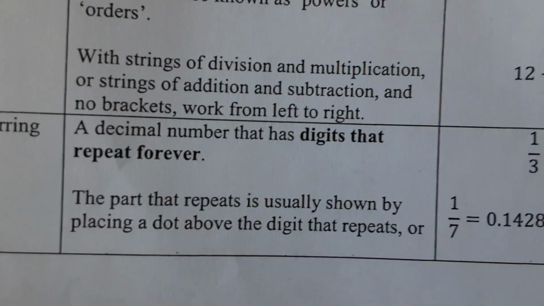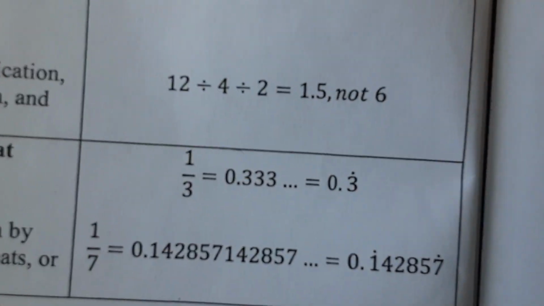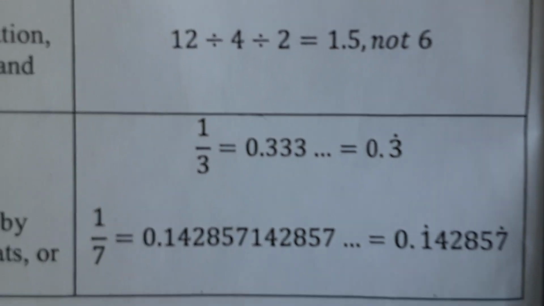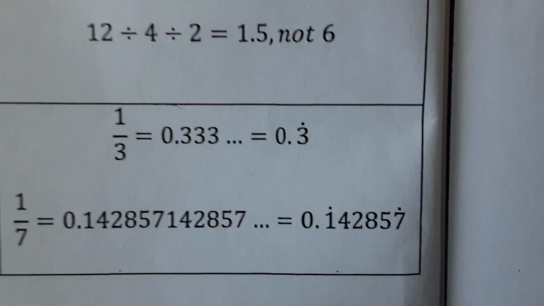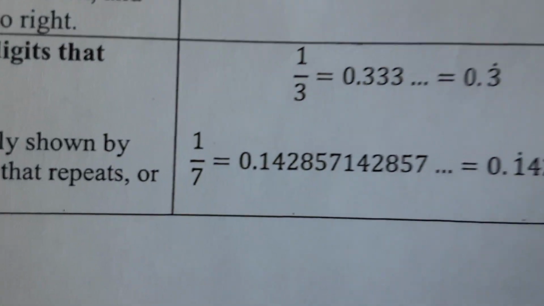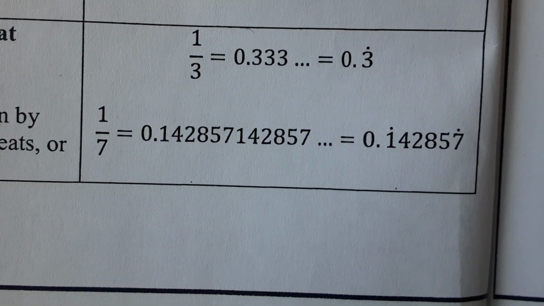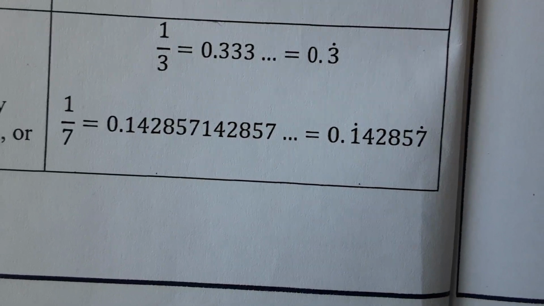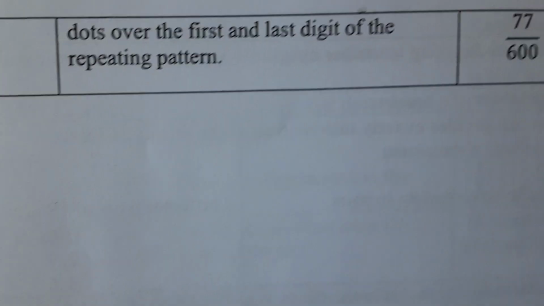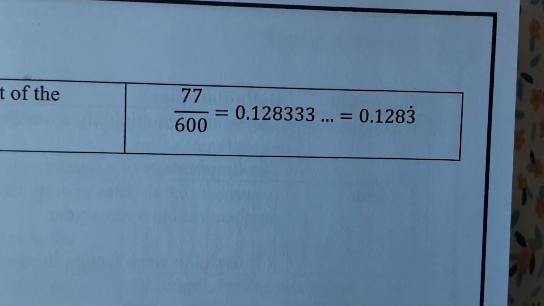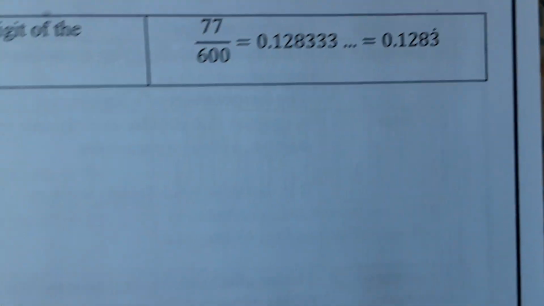So, it is also recognized as a recurring symbol. Over here, that little dot is the recurring. If I said 1/3 equals 0.333 and the 3 goes on forever, you can just say 0.3 recurring. 1/7 equals 0.142857, so you can write 0.1 recurring 42857 recurring. Or 77 over 600 equals 0.12833, which is 0.1283 recurring. You could just say that.